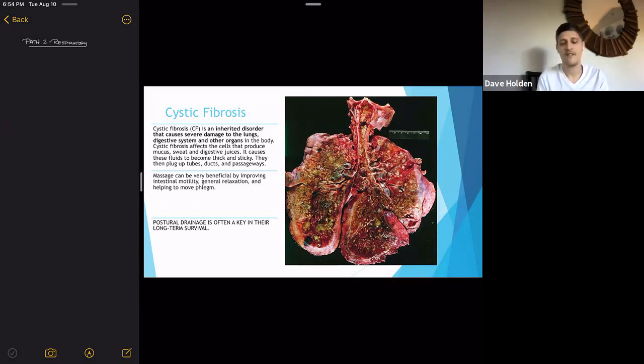That postural drainage is often one of the key factors in the survival rate of cystic fibrosis. Most people with cystic fibrosis used to die in childhood from the disease. Nowadays, the common life expectancy is at least 30 years. And we're diagnosing more and more adults with cystic fibrosis with what they're calling atypical cystic fibrosis.